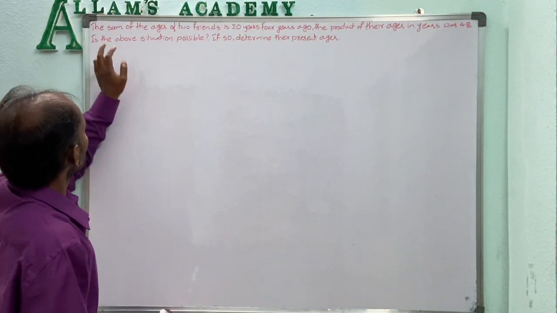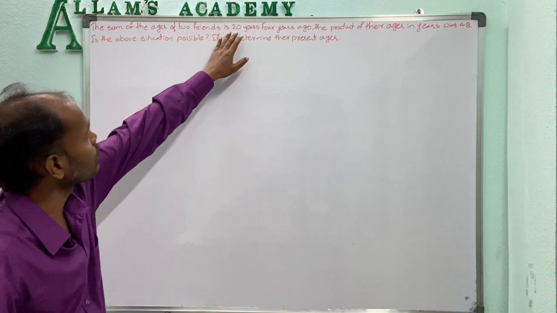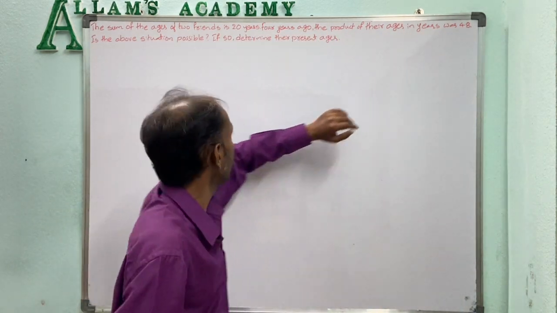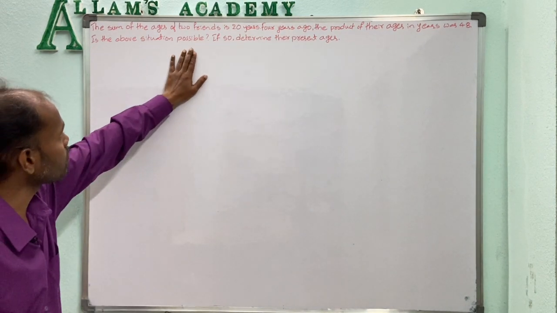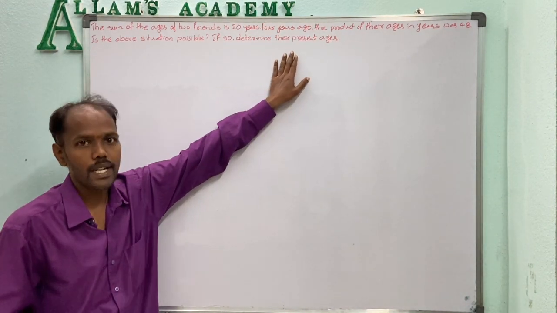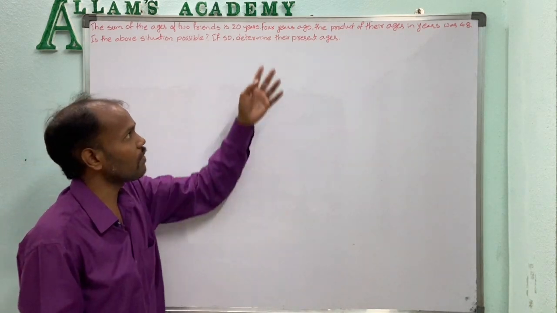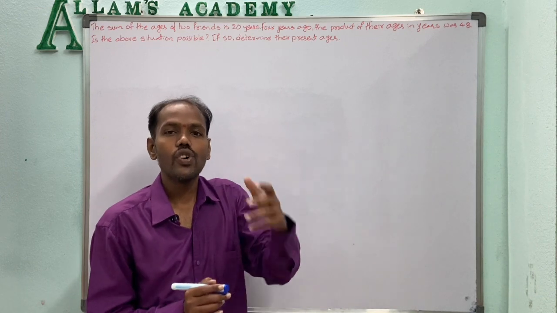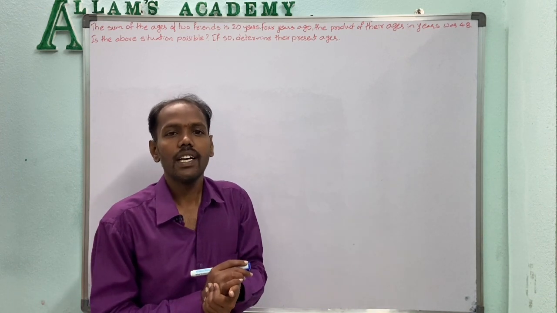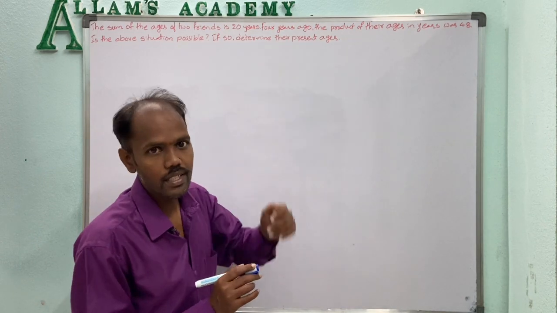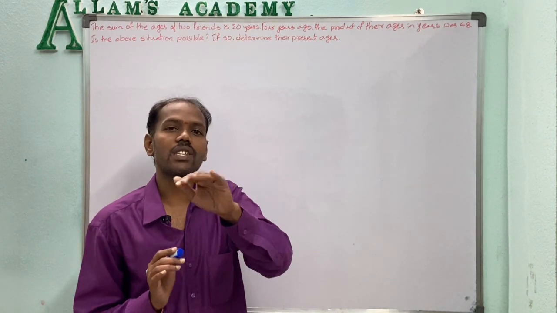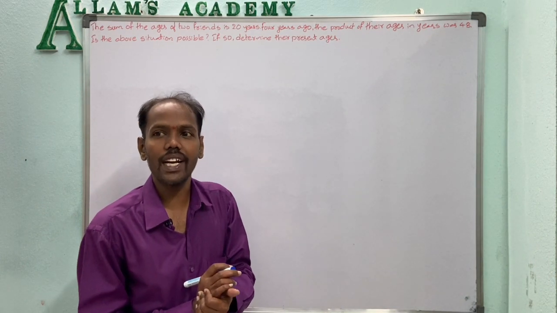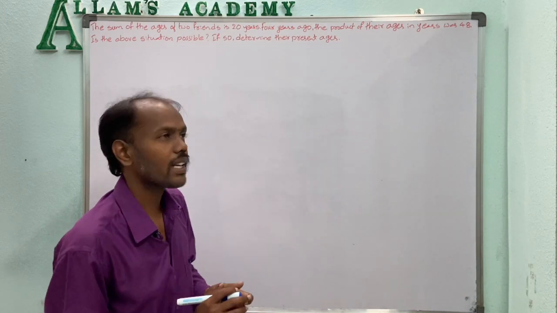The given problem: the sum of the ages of two friends is 20 years. 4 years ago the product of their ages in years was 48. Is the above situation possible? If so, determine their present ages. So now the given information is to be written as a quadratic equation. If the quadratic equation is solvable, then find the ages of the two friends. So for that we find the nature of the roots of the quadratic equation. Before that, we have to write the given information as a quadratic equation.